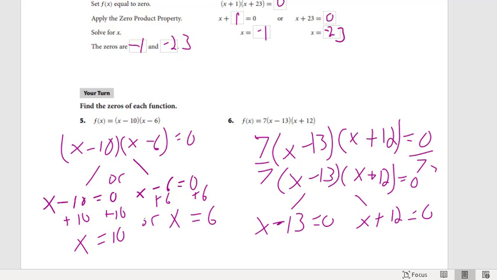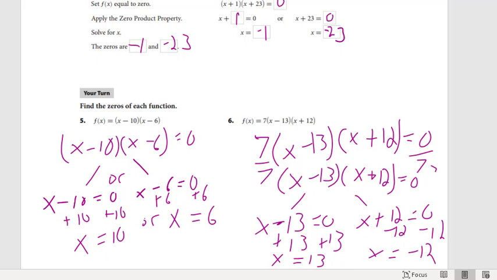All right, and the second one. Now, when we write it as equal to 0, if we divide by 7 on both sides, that'll go away. And then I can write x minus 13 times x plus 12 is equal to 0. So the zero product property: if x minus 13 is 0, then the whole thing is 0 because it's multiplied by 0. So add 13 to both sides. x equals 13. Minus 12 from both sides. x equals negative 12. So those are my two solutions, or two zeros.